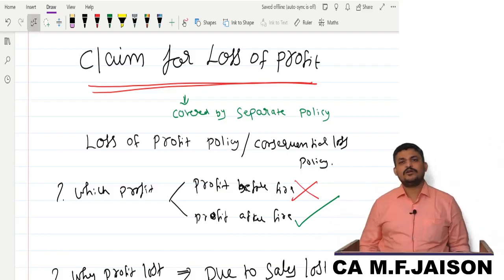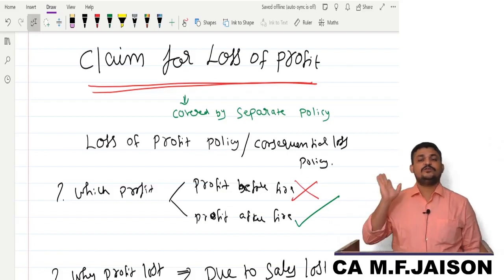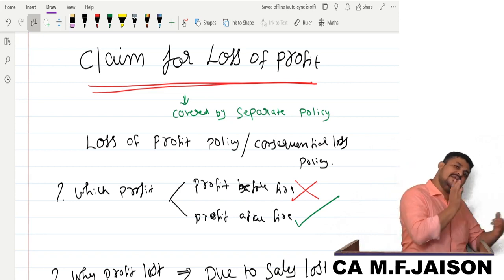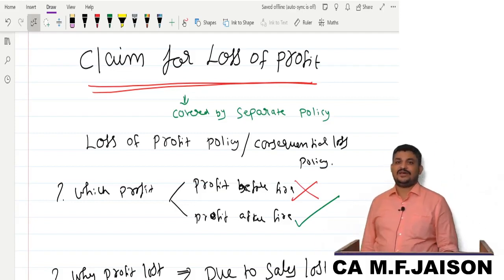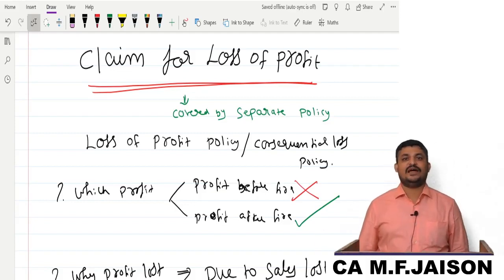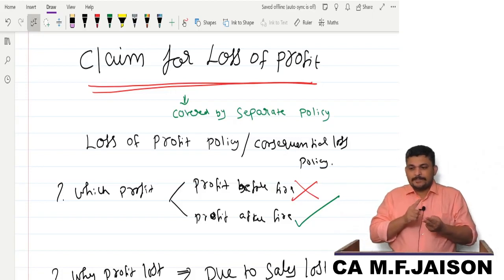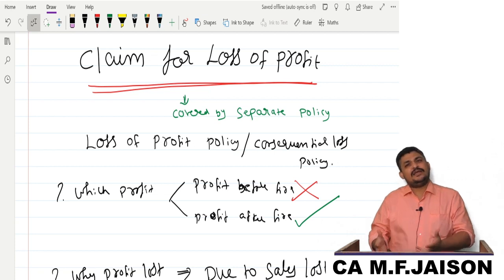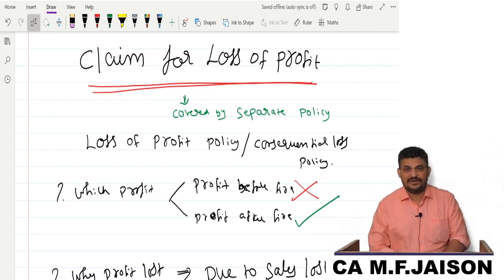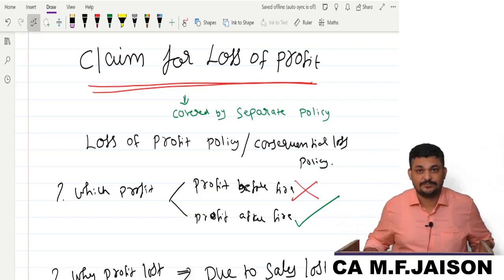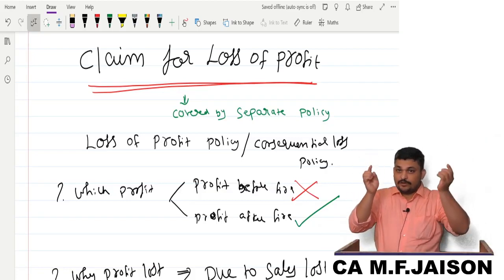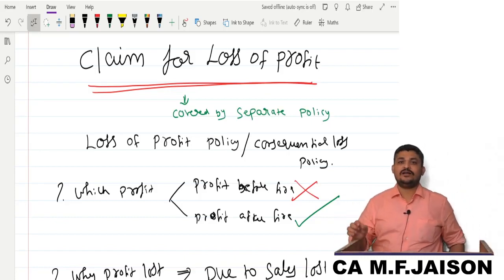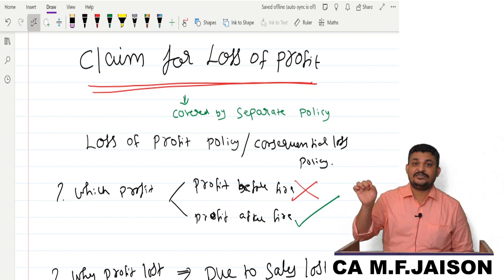I took the policy. What do they compensate me? Whatever profit you lose, that amount will be compensated. Which profit, sir? Is it the profit I earned before fire or profit after fire? Profit after fire, naturally. Why does a businessman normally lose profit after fire? It is because the businessman loses sales. Because the business entity loses sales, we lose profit. So the compensation will be on profit on sales loss.